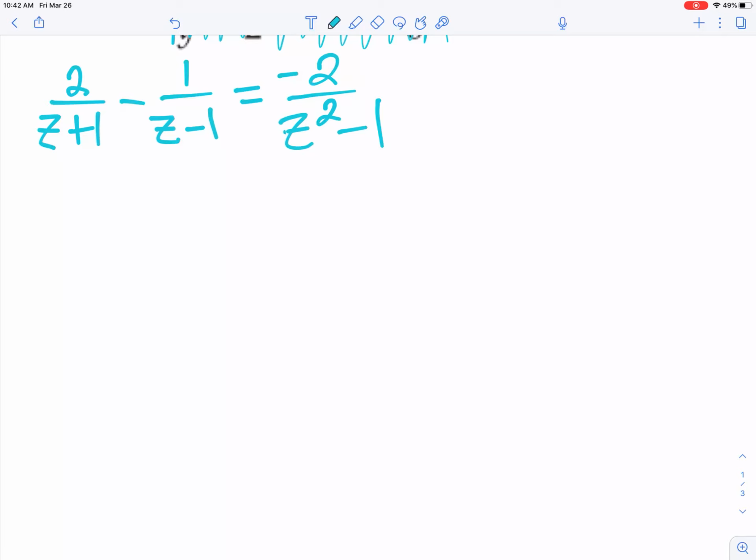So when I go to solve this, I want to try and get the denominators to cancel out. What I notice about the right side is I think I can factor that. So I'm just going to rewrite the left.